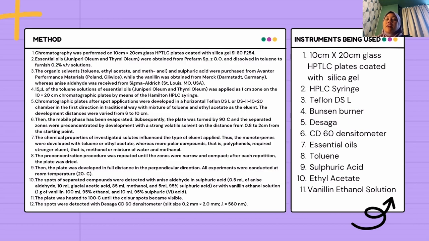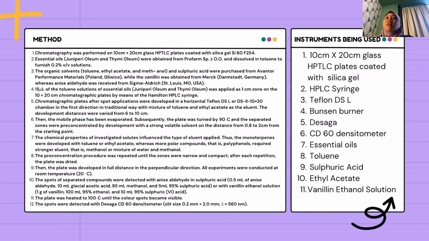Okay, next, on the right box, there are the instruments that are being used. The first one is 10 cm x 20 cm glass HPTLC plates coated with silica gel. Next is the HPLC syringe, Teflon, Bunsen burner, Desaga CD60 densitometer, essential oils, toluene, sulfuric acid, ethyl acetate and also vanillin ethanol solution. For the method, on the left box, the first method is chromatography was performed on 10 cm x 20 cm glass HPTLC plates coated with silica gel.